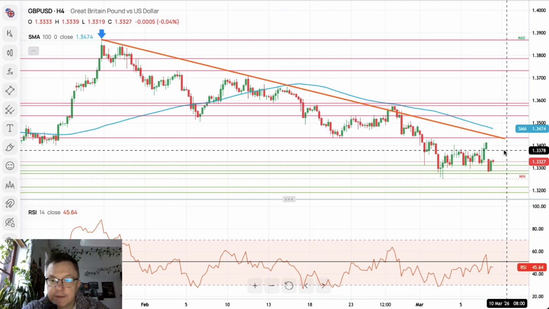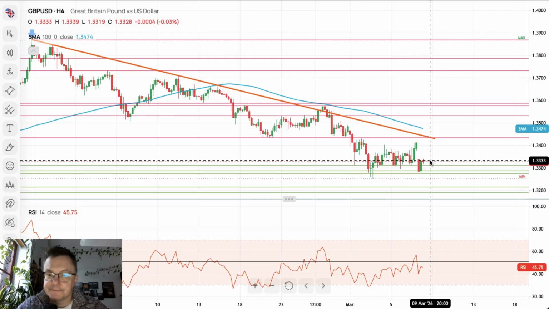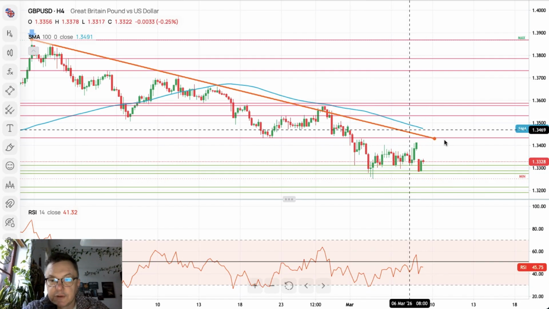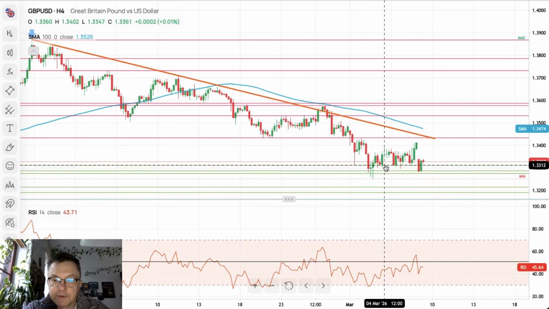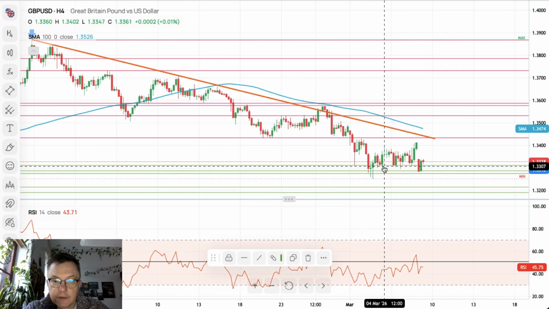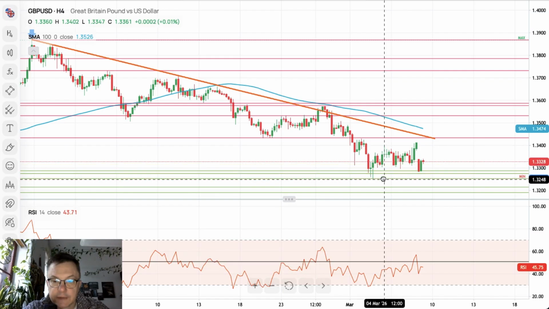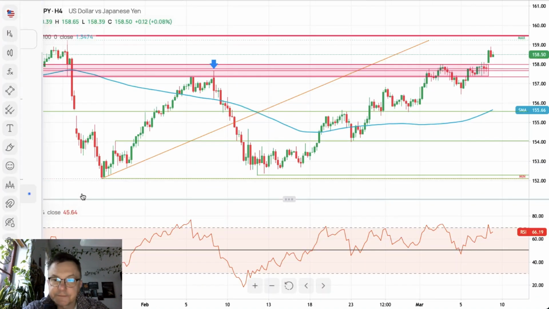Cable, the same situation. We got movement to the downside to 1.3285. Now we are briefly in the middle of the range, but we are still below the trend line, below the 100 periods moving average. There are some technical support levels. Nevertheless, they don't look that good as this one here, the low from March 3rd, located at 1.3252. The outlook remains bearish as well.